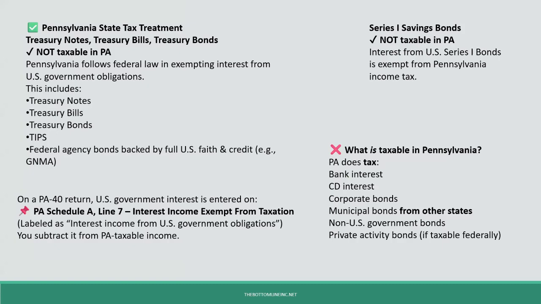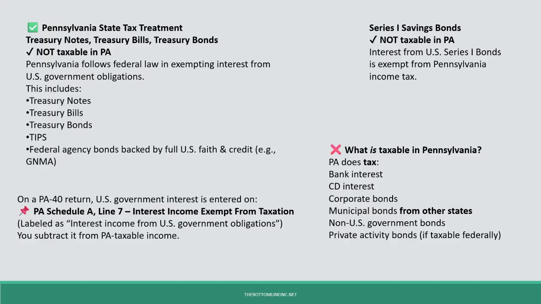So here's what's taxable to Pennsylvania, not taxable to Pennsylvania. Treasury notes, treasury bills, not taxable in Pennsylvania. Savings bonds, Series I savings bond, the I bonds, which are part of government bonds, are exempt too from Pennsylvania. So most interest from government obligations is tax-free. Those are any government bonds, Series EE.